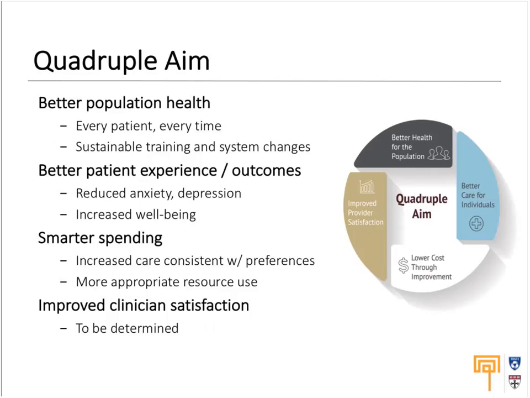One of the great things about this program is we think it fulfills the quadruple aim, which is better population health, meaning every patient every time, that we have sustainable training and system changes, that the patient experience is better. I didn't mention this earlier, but in the Dana-Farber trial, we saw reduced anxiety and depression in our patients that had conversations with their clinician. In our ICMP trial, we saw some reduction in costs for patients that had conversations versus those that did not. And so we believe it leads to more appropriate resource use. And then we also think that it may bolster clinician satisfaction and maybe offer some protection against burnout. We don't have any data to suggest that, but we certainly are interested to hear about that.